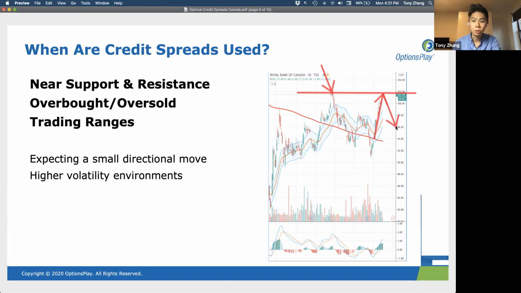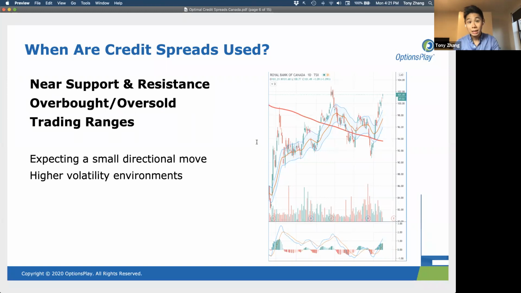If you feel that the stock is going to bounce lower here, maybe you have confirmation from a technical indicator that's starting to roll over, and you have a conjunction of a resistance level and an overbought level, or the fact that it's in a trading range and it's near the upper bound of the range, this is really the most ideal condition to sell a credit spread. Whenever you find that the stock is reversing from one direction to the next, that is the most ideal time to sell a credit spread.